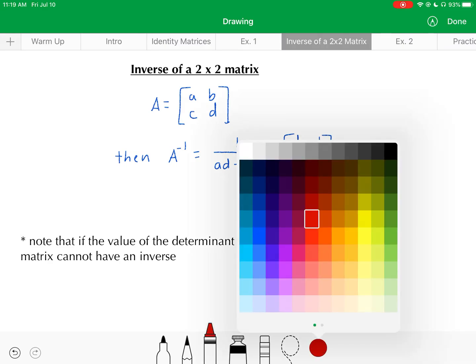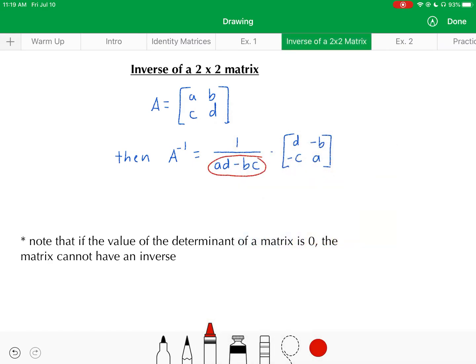Secondly, I want you to notice, this should look familiar to you right here, that denominator is the determinant of the original matrix A that you're trying to find the inverse for, okay? And then notice the elements of the matrix that we're multiplying the scalar by. So basically what I've done is I've switched the position of these two terms, and then I've kept B and C where they're at, but I just changed their sign, okay? So that's standard anytime you're trying to find the inverse of that matrix, okay?